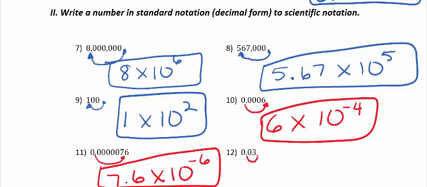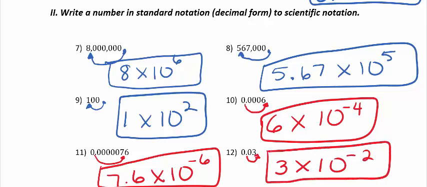We're going to take the decimal, move it to the end here, right after the 3. We moved it 2 places to the right, so that's going to be a negative 2 power. We have 3 times 10 to the negative 2 power.